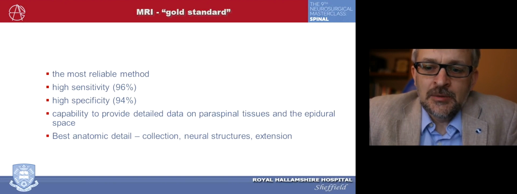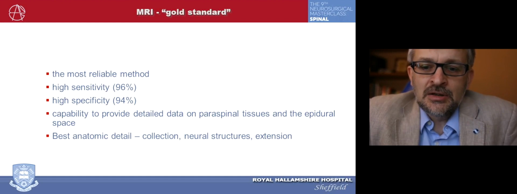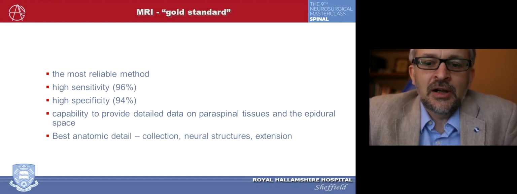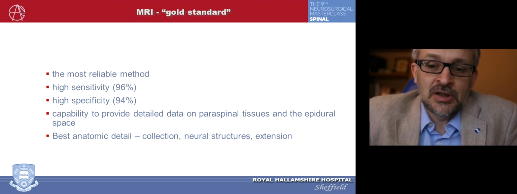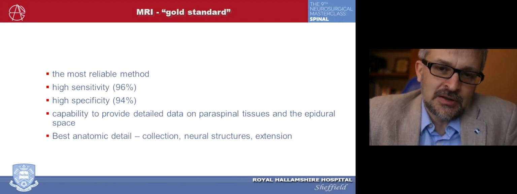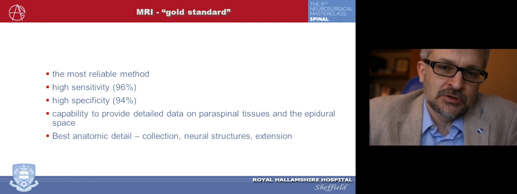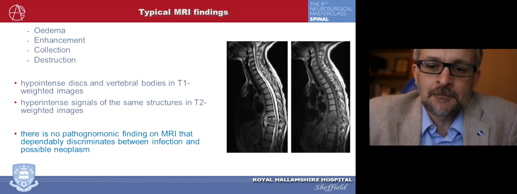MRI, magnetic resonance imaging, remains the most reliable method to diagnose spondylodiscitis, and this is because it has very high sensitivity, so 96% of cases will be identified with MRI scan, and very high specificity, so up to 94%. And capability to provide very detailed data on paraspinal tissue, so you can see not just infection, you can see how this is affecting the spinal cord, the neural nerve roots, the disc and soft tissue around. So this is very helpful examination.